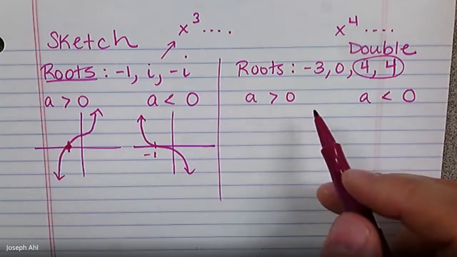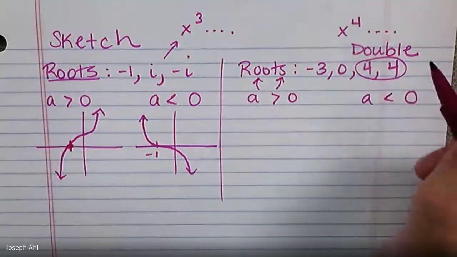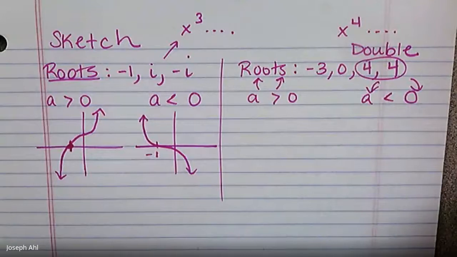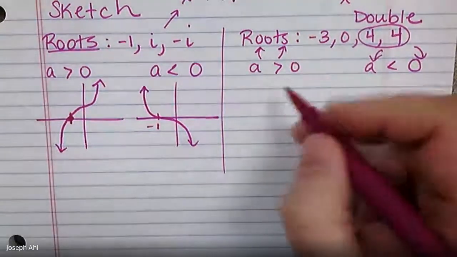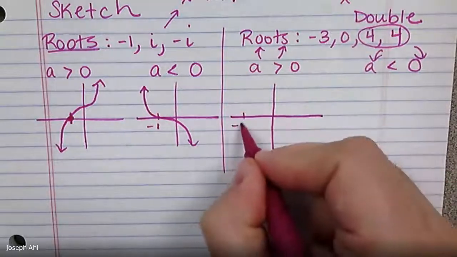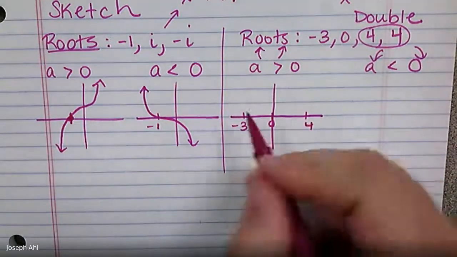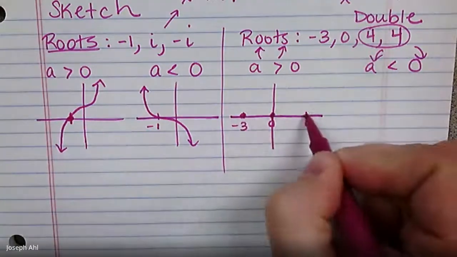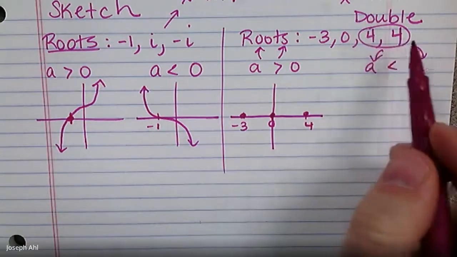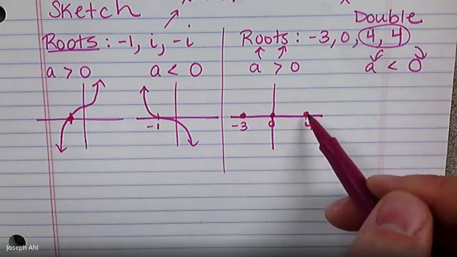Let's talk about if a is positive first. If a is positive, for x to the 4th, both tails go up. If a is negative, both tails go down. So let's go ahead and see if we can account for all this here. So we've got -3, +4, and then 0 as the root locations. -3, 0, and 4. But what does the graph have to do at 4 if there's a double root there? What you should have learned from the lab is that it bounces off of x equals 4.